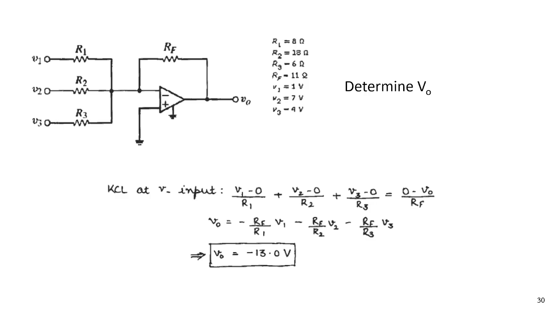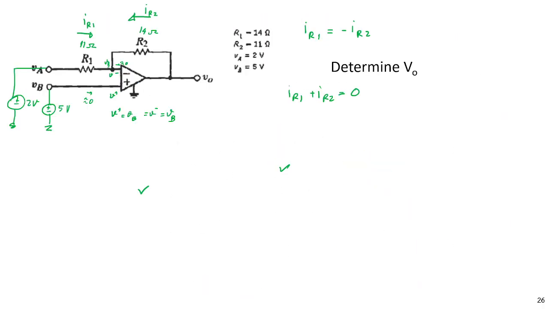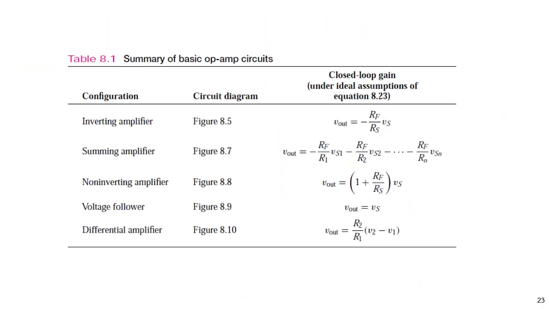Okay, let's see this last example. This is a summing amp. We have V1, V2, V3 like this, and V1 is 1 volt. This is 7 volt. This is 4 volt. R1 is 8 ohm. R2 is 18 ohm. R3 is 6 ohm. And Rf, the negative feedback, is 11. In fact, we can use this formula, which is summing up.